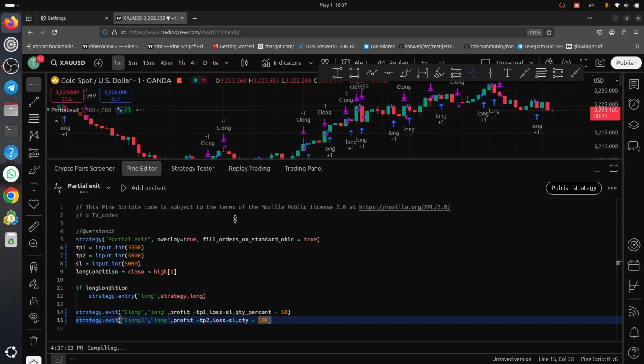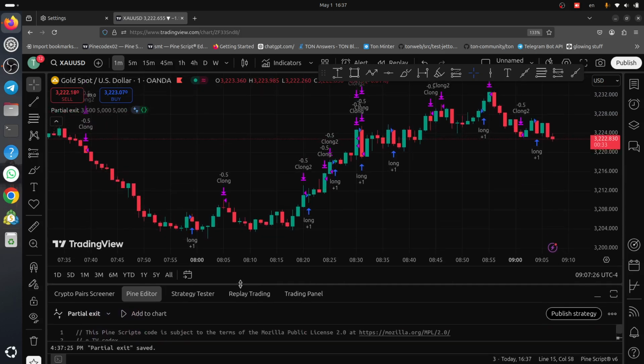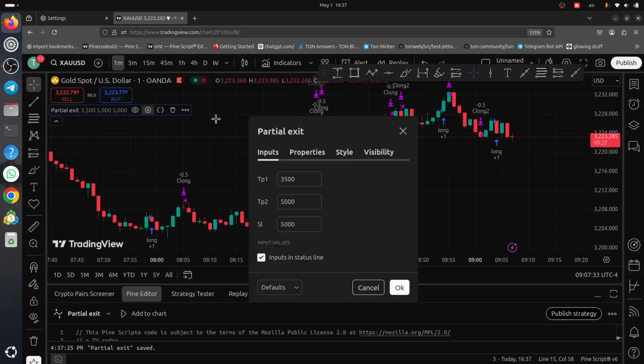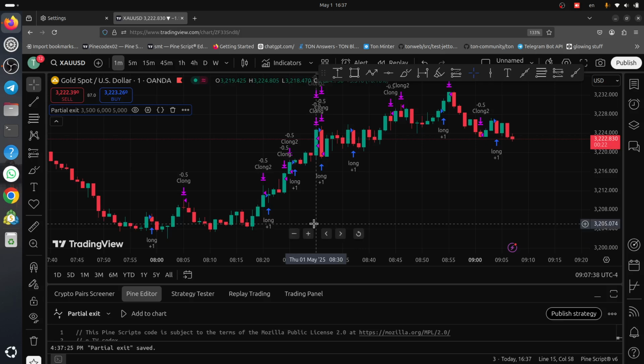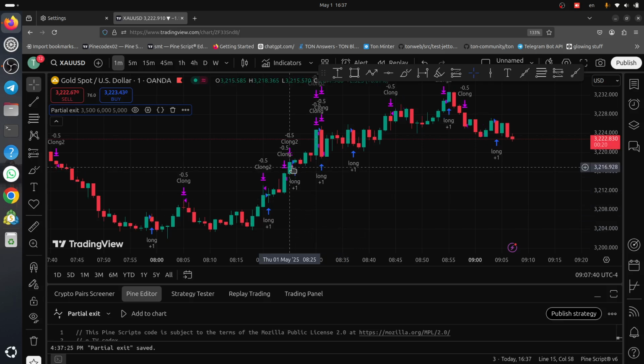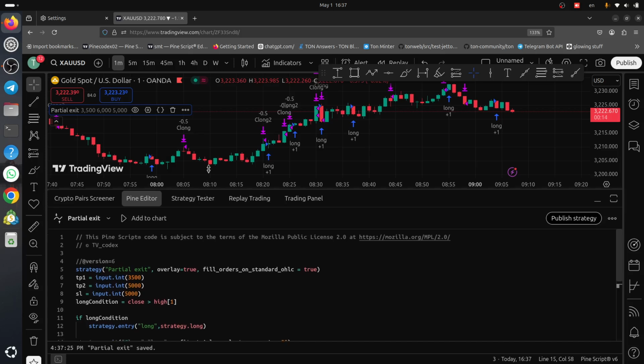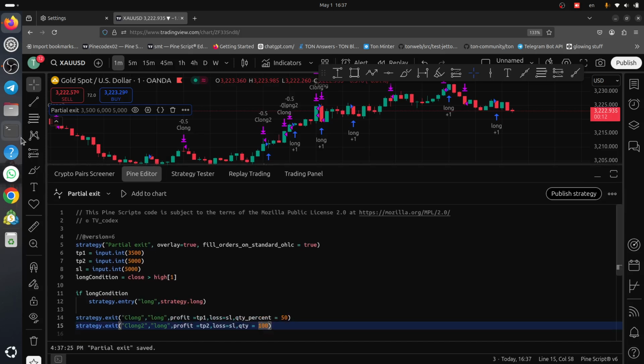Let's save. Yeah, as you see here, we have 1 and another 2. For example, I can change it to 6,000 as this comes higher than this. Okay, so with this method we have a partial exit for profit. We have several take profits.